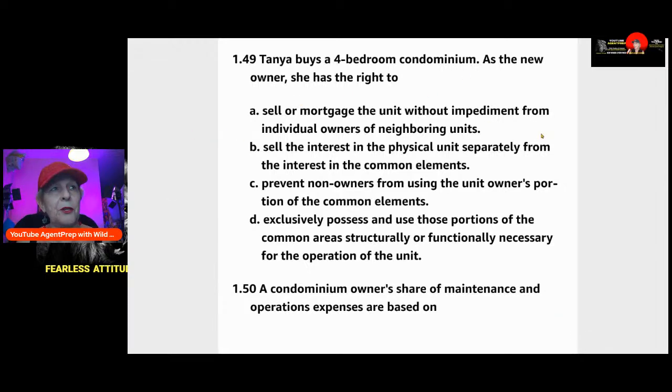A, to sell and mortgage a unit without others interfering? B, to sell the interest in the physical unit separately from the interest in the common elements. That means the outside, the yard, the party house, or facilities. C, prevent non-owners from using the unit owner's portion of the common elements. Or D, exclusively possess and use those portions of the common area structurally or functionally necessary for the operation of the unit.